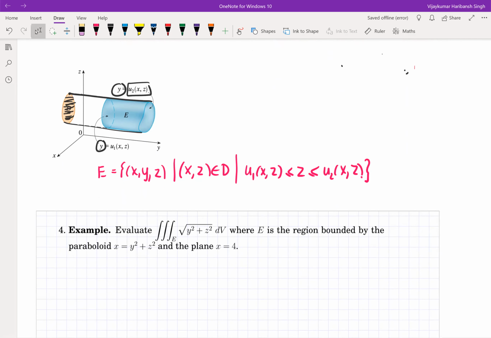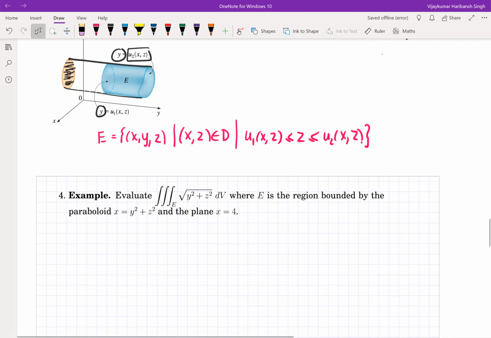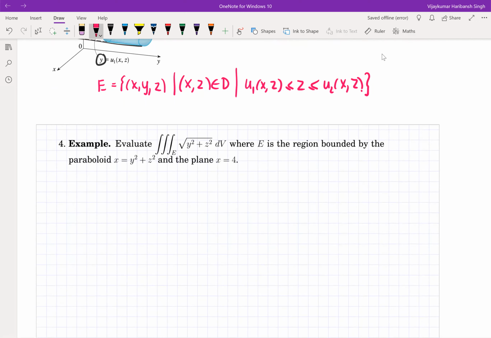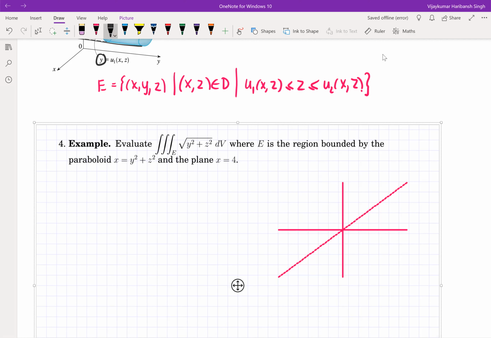Now let's look at this problem. Evaluate this triple integral, square root of y squared plus z squared dV, where E is a region bounded by the paraboloid x equals y squared plus z squared and the plane x equals 4. So let's draw this. x equals y squared plus z squared is a circular paraboloid opening in the x direction.